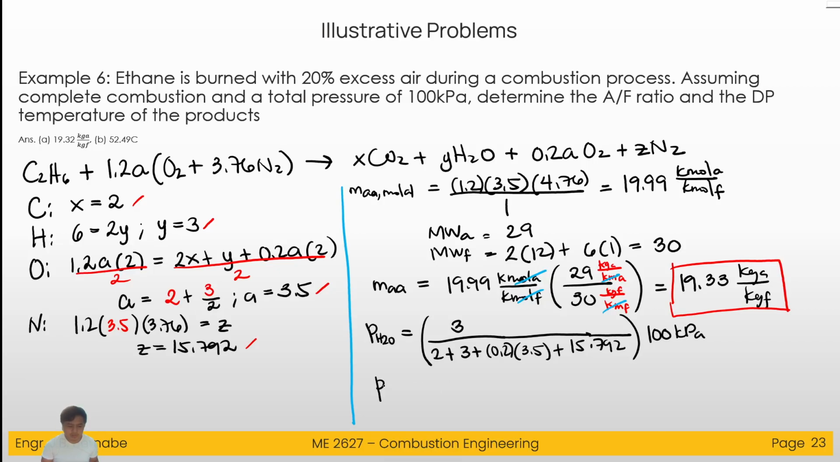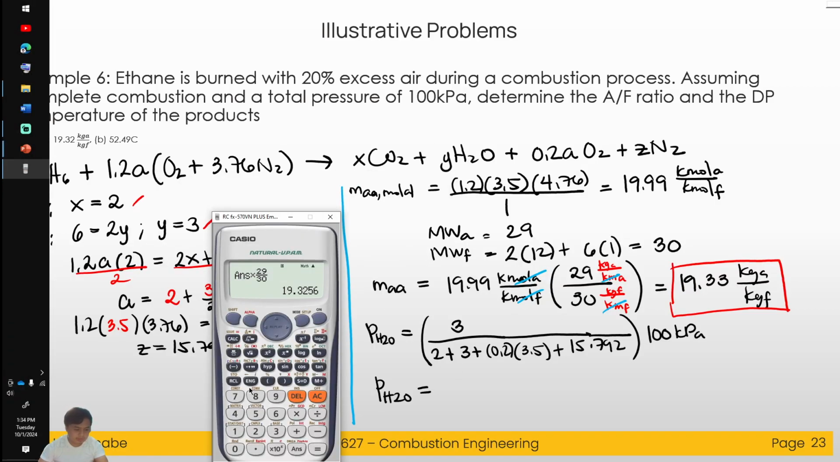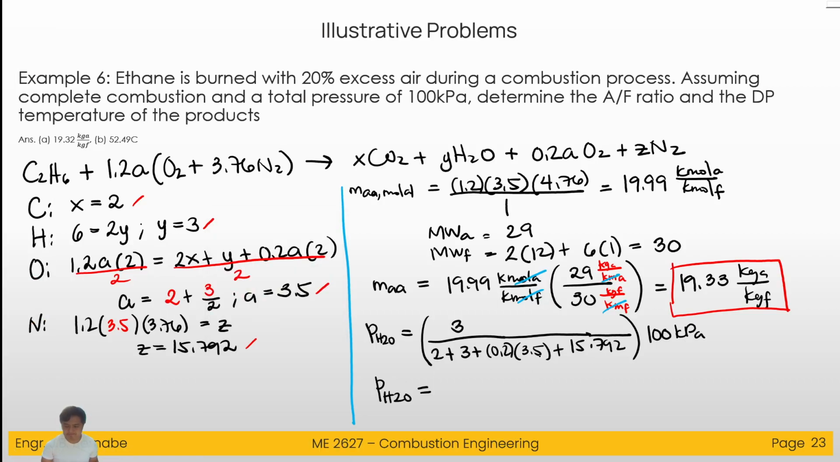So the partial pressure of water vapor will be multiplied by 100, so this will be 13.96 kPa. Yeah. So this is not the final answer.